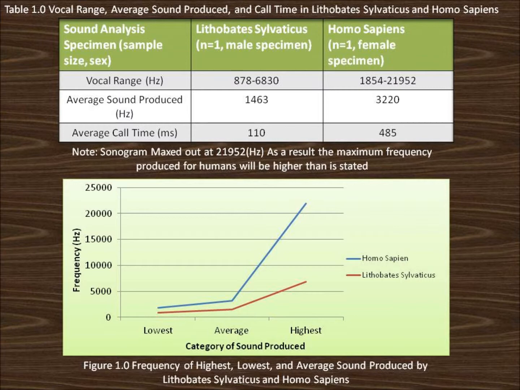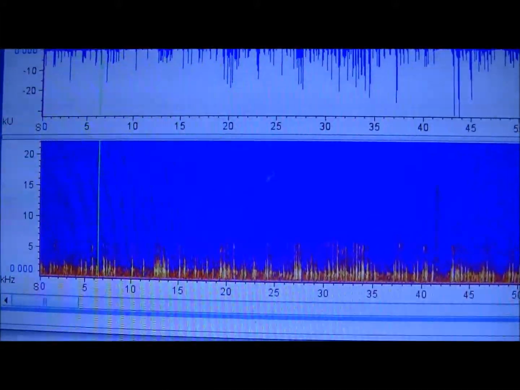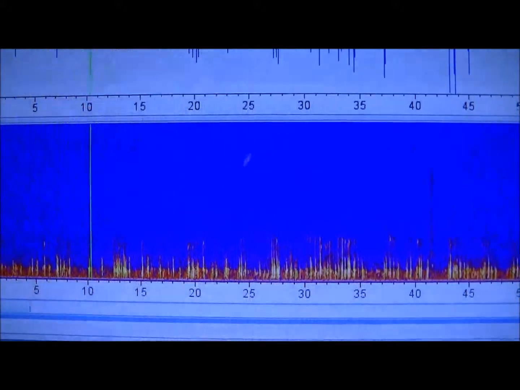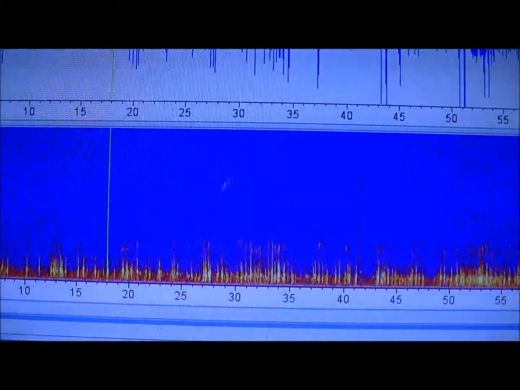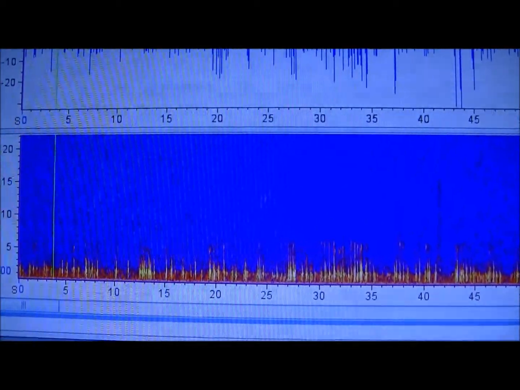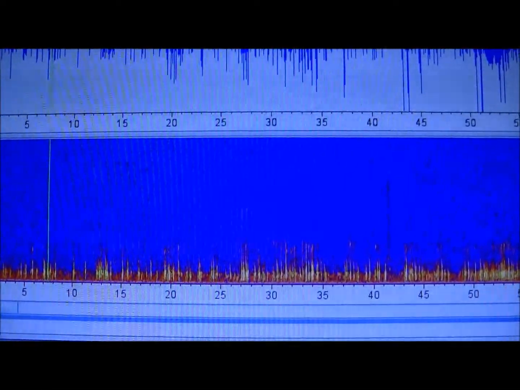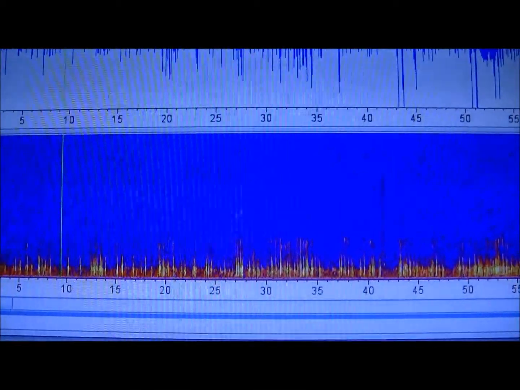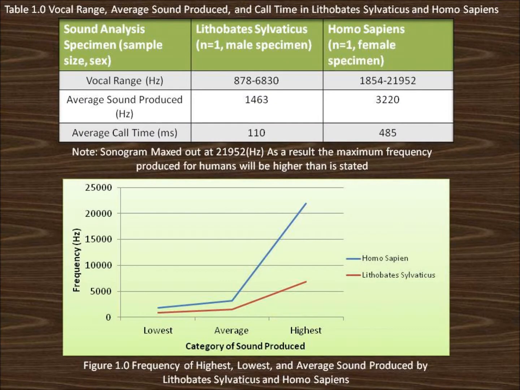To help you better visualize the difference between them, here's a sonogram of the sounds produced by frogs, first at normal speed, and then slowed down. And here is a sonogram of Cambria singing at regular speed and slowed down.